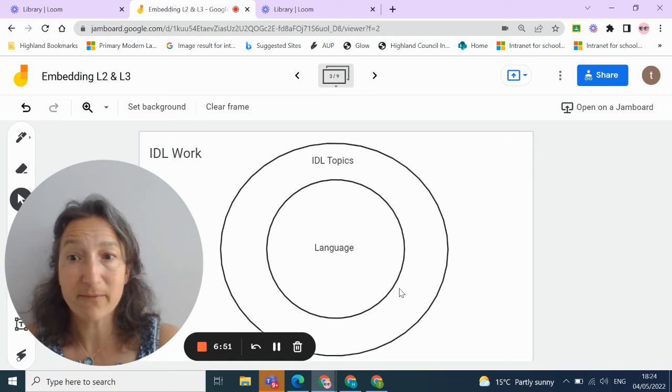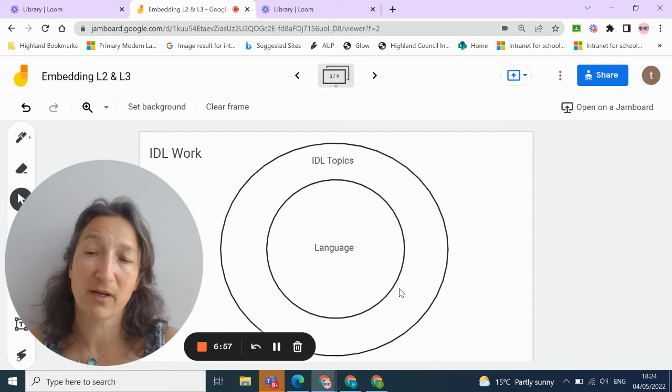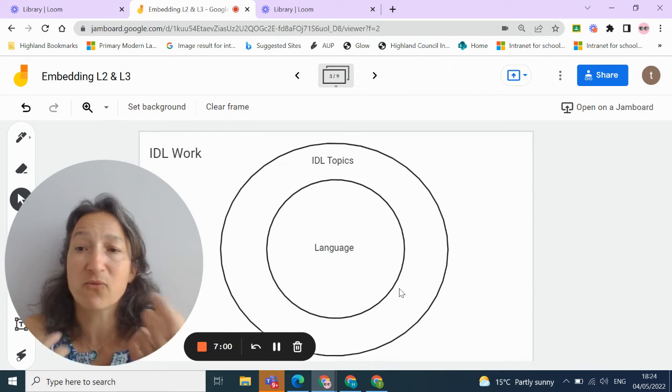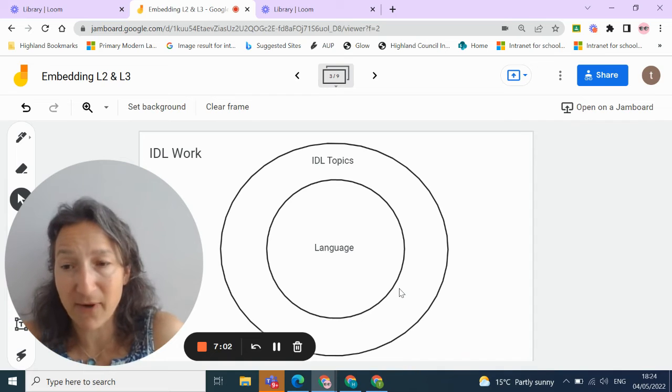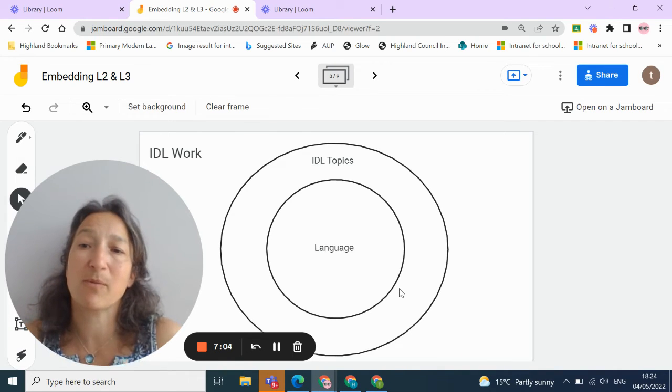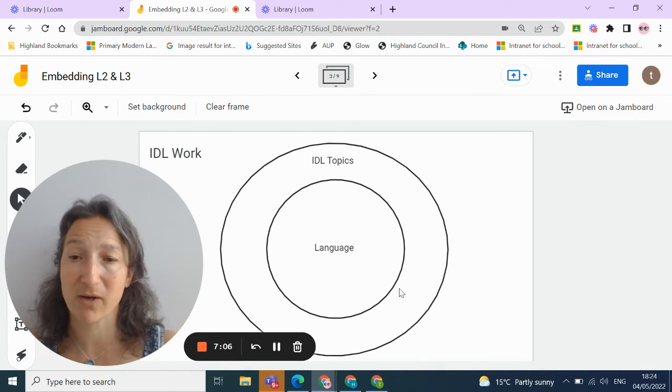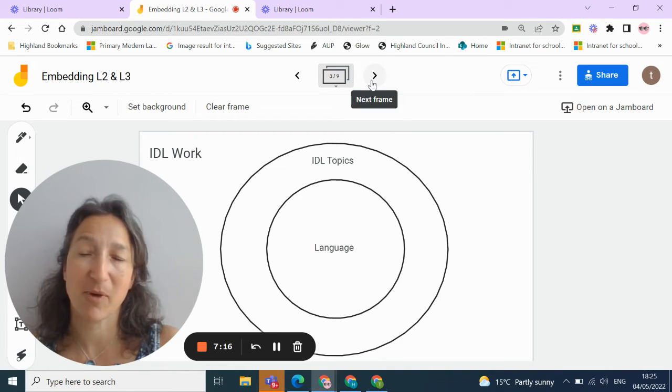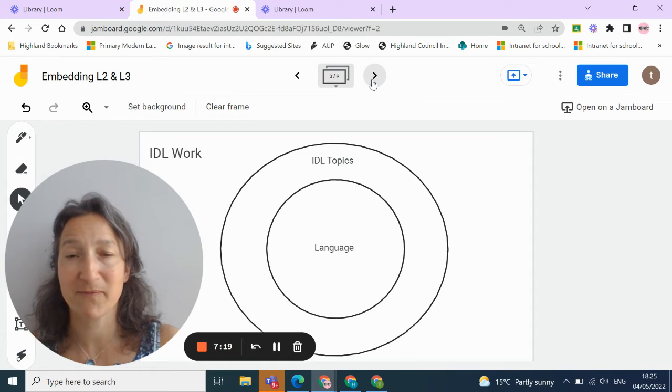So I'll give you a little bit of time for that. The idea obviously is to see how French could be integrated into whatever topic you're working on, and how you can use your topic to reinforce the French, practice the French, but also maybe to develop new language as well. Okay, so hopefully you'll be able to share your ideas and have a think about what might work for your classroom.